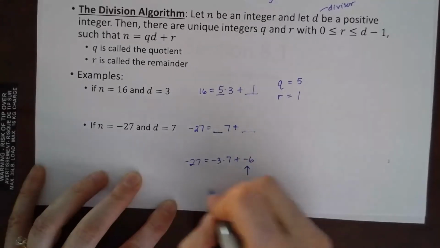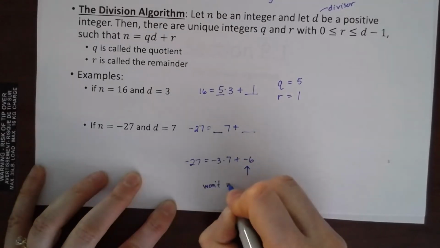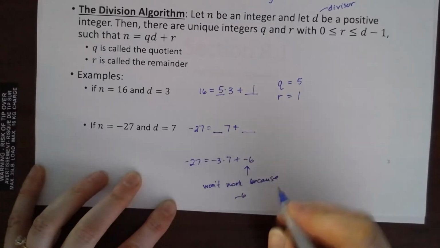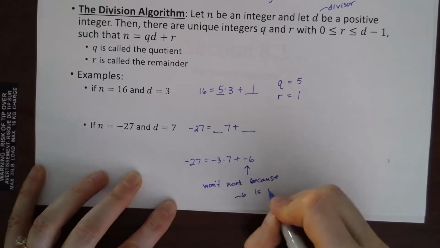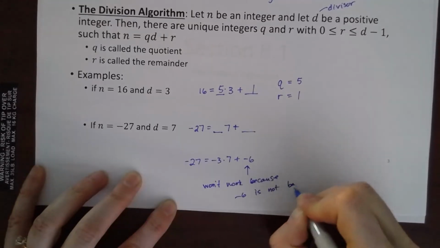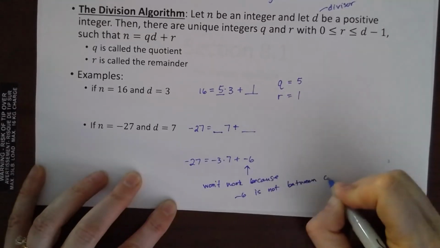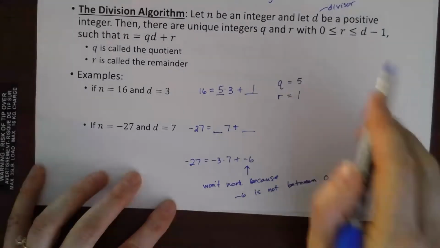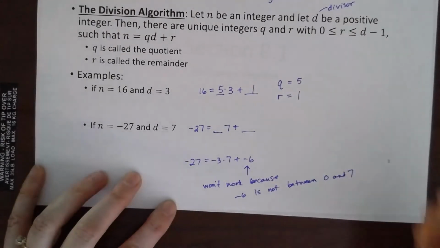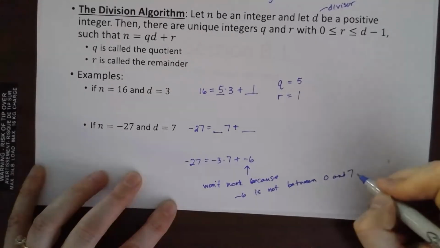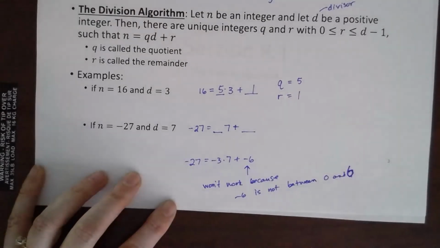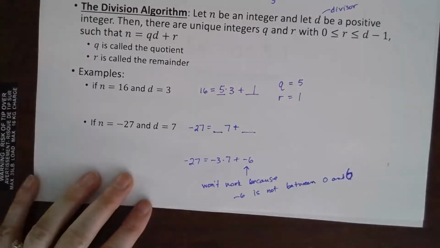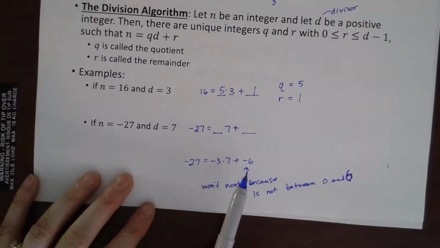This won't work because negative 6 is not between 0 and 7. Is it 7 or is it 6? Because it says d minus 1. Yeah, so it's 0 and 6 inclusive. I was thinking less than 7, which is equal to 6. So that one won't work.